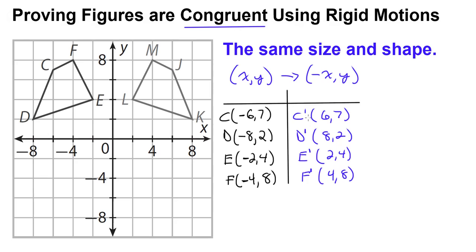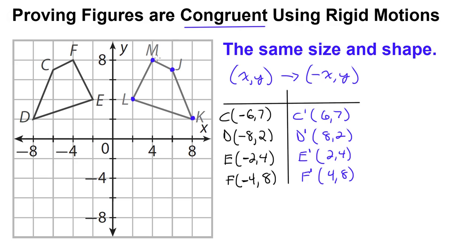So if we plot the points, we see C prime is at 6 comma 7. Notice this graph is counting by twos. So 2, 4, 6, and then 2, 4, 6, and then halfway between 6 and 8 is 7. So this is the location of C prime, which we see is the same as J. D prime is at 8 comma 2, so 8 comma 2, that's right here. And that's the same location as K. E prime is at 2 comma 4, 2, and then 2, 4, and that's the same location as L. And F prime is at 4 comma 8, which is right here, and it's the same location as point M.